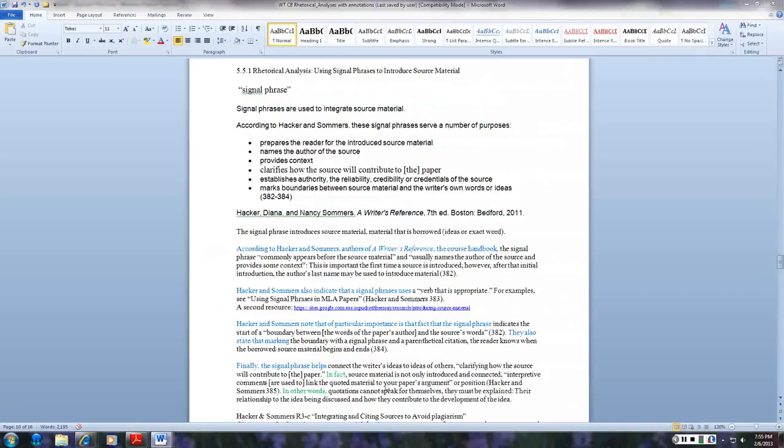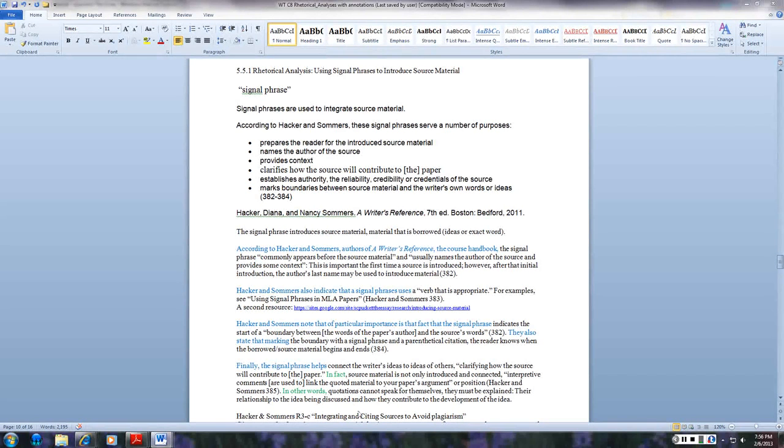Note again that here I used signal phrases to introduce the information. Hacker and Summers note that of particular importance is the fact that the signal phrase indicates the start of a boundary between the words of a paper's author and the source's words. Notice brackets are used when things are introduced. They also state that by marking the boundary with a signal phrase and a parenthetical citation, the reader knows that the borrowed source material begins with the signal phrase and ends with the parenthetical citation. Finally, the signal phrase helps connect the writer's ideas to the ideas of others, clarifying how the source will contribute to the paper.